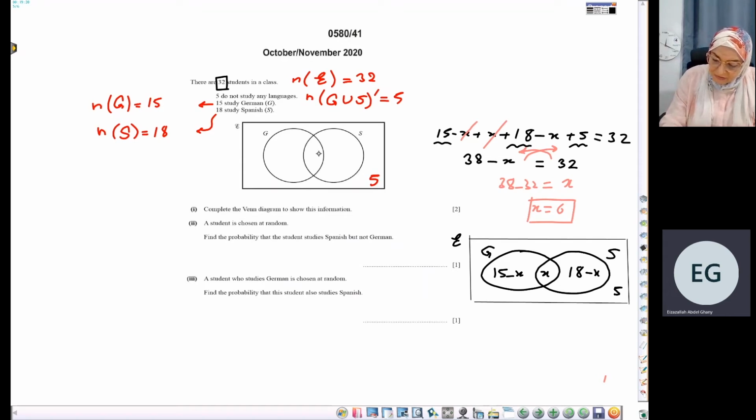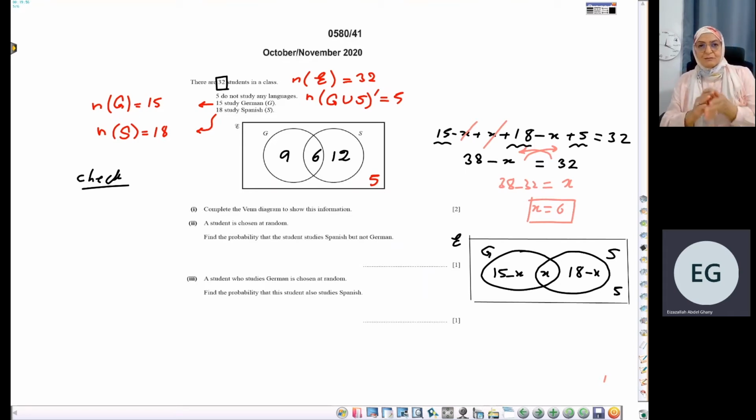Here is 6 in the middle, and here is 18 minus 6, it means 12, and here is 15 minus 6, it means 9. In order to check, add them, and it will be 32. 9 plus 6 plus 12 plus 5 equals 32. Yay! Now this part is done.